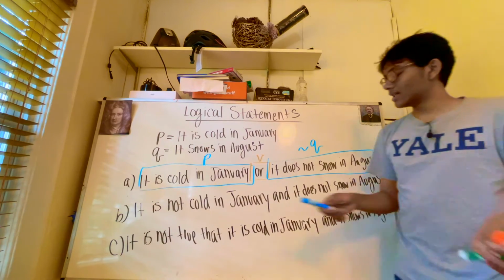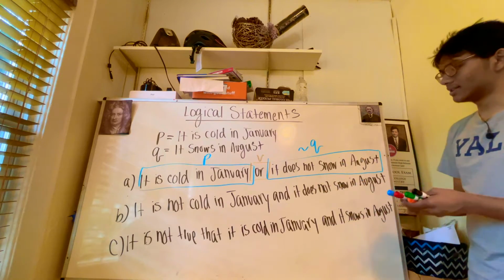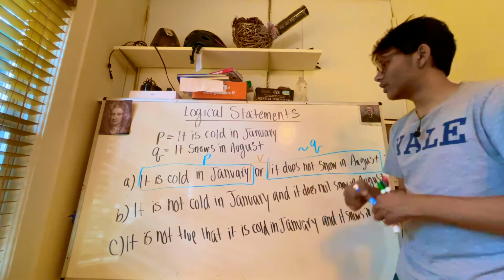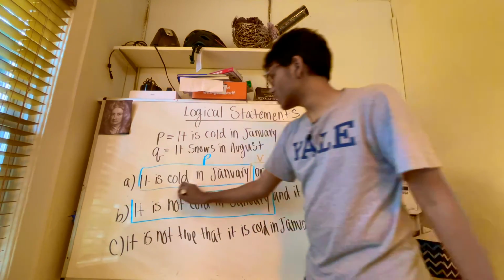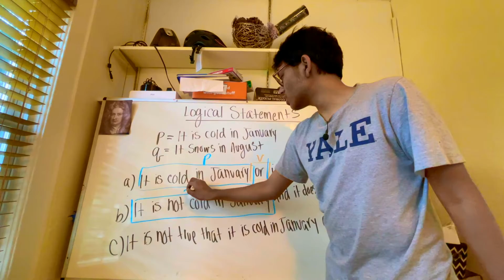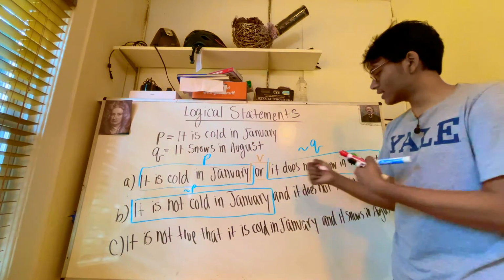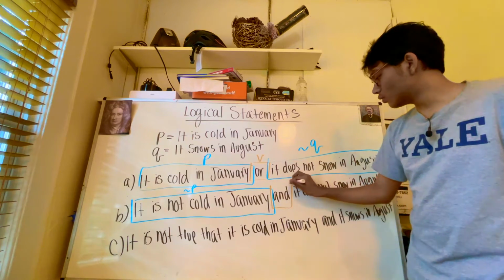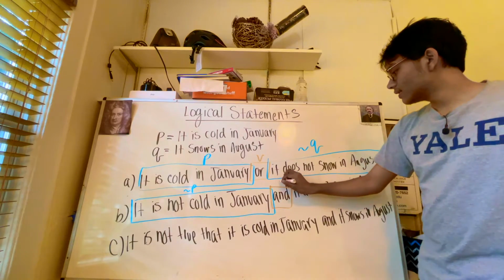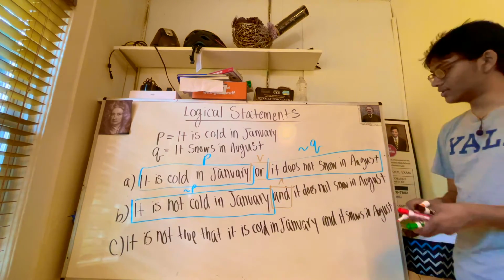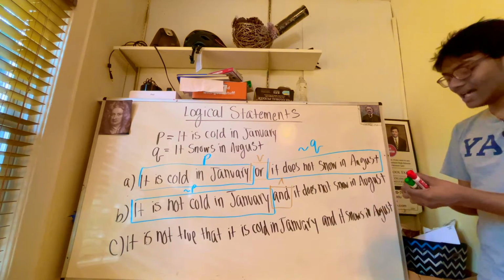Okay, next one. It is not cold in January and it does not snow in August. So it is not cold in January. Well, I recognize that. This is saying the opposite of our first statement. This is the negation of P. And, well, and is a connecting word, right? We got to recognize that. And its symbol is this symbol right here. I don't know what it's called, but it's that symbol. And it does not snow in August.